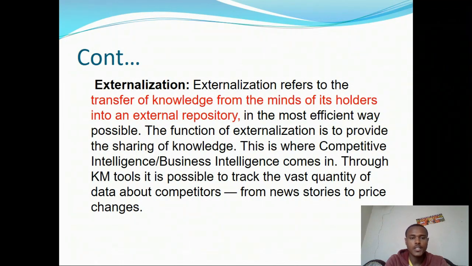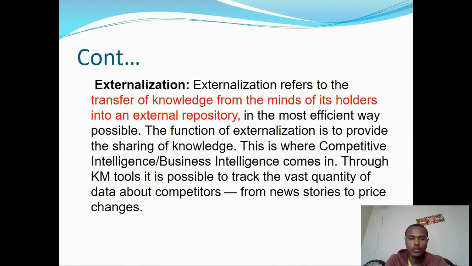Second, externalization. Externalization refers to transfer of knowledge from the mind of the holder into an external repository. It is the process by which you are going to exploit your knowledge in the most efficient way possible. The function of externalization is to provide the sharing of knowledge.